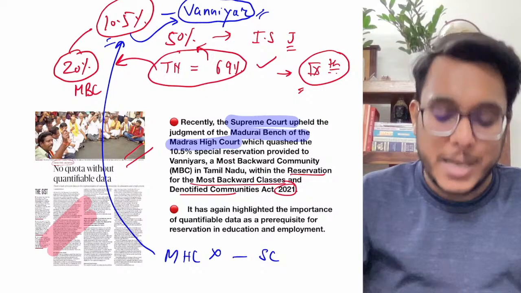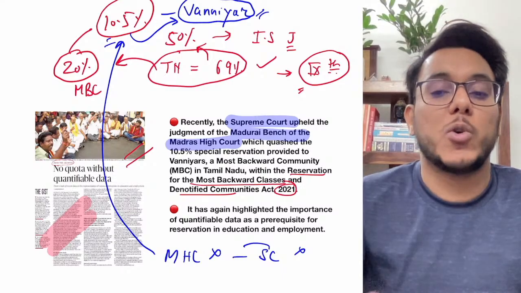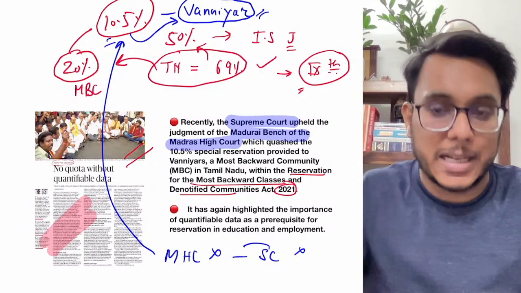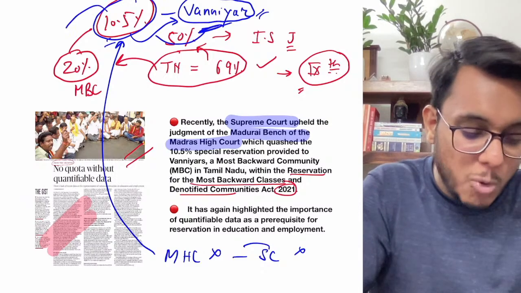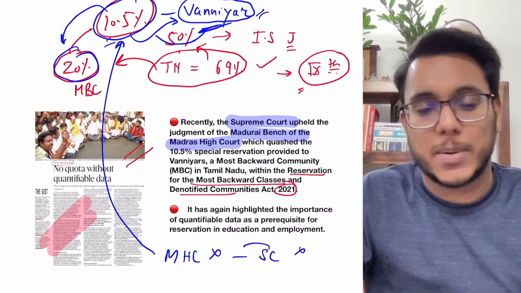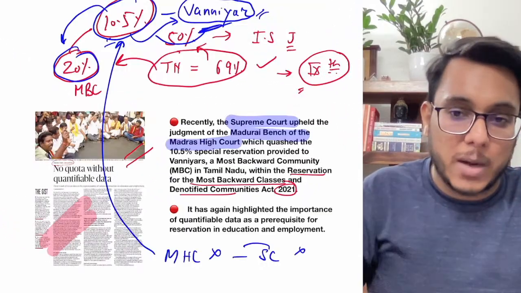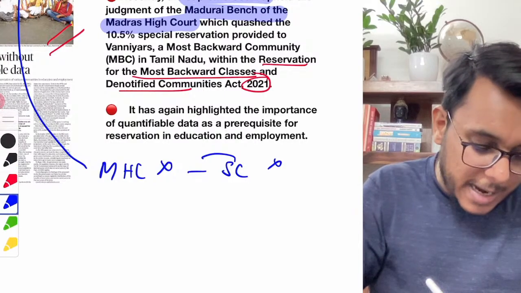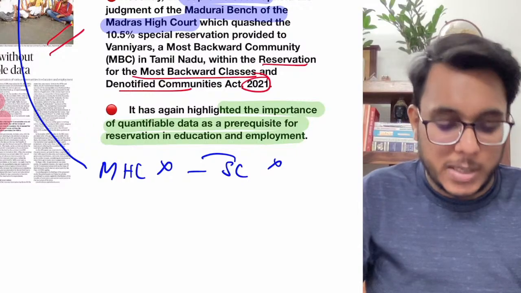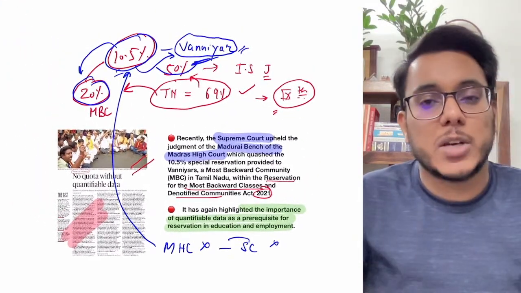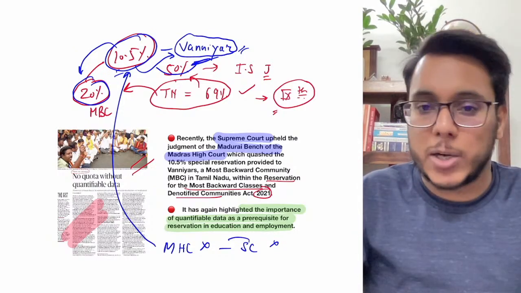The matter reached the Supreme Court. The Supreme Court also said the same thing. They said that the Madras High Court was correct. This was wrong because you have not shown any quantifiable data that the Vanniyars are more backward, and that they deserve an extra 10.5% reservation out of the 20% already kept aside for the most backward castes. Clear? Now this development has highlighted the importance of quantifiable data as a prerequisite for education and employment policies. So wherever any change in reservation policy is coming, the change can only be brought by having quantifiable data. It was not shown in the case of Tamil Nadu.